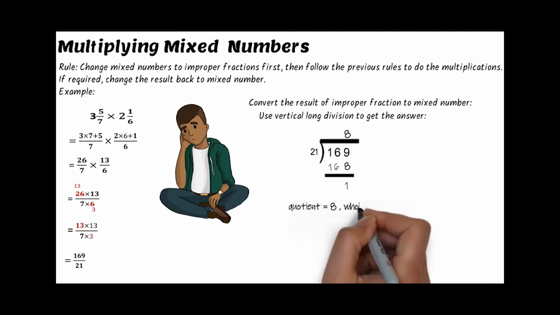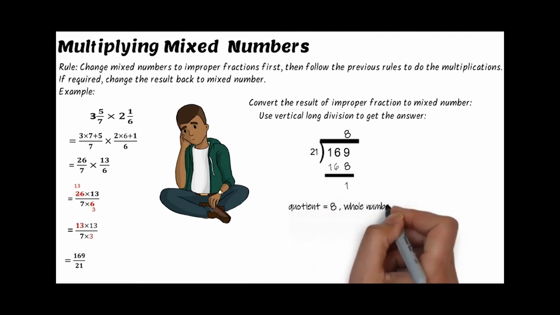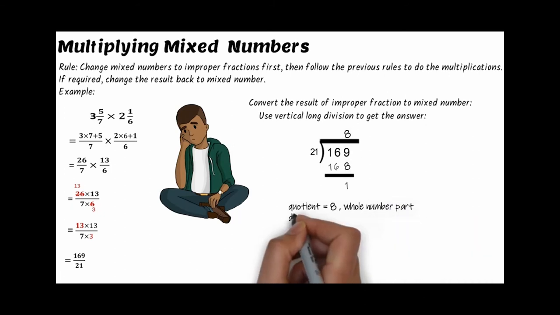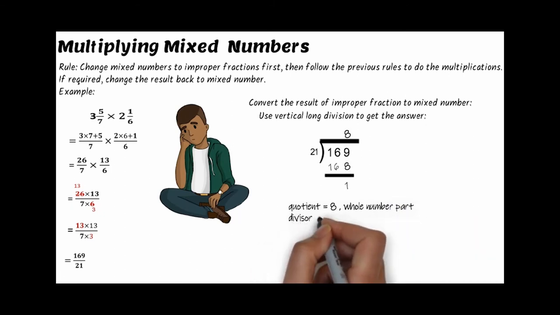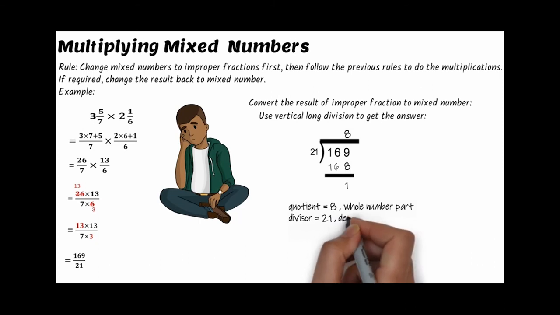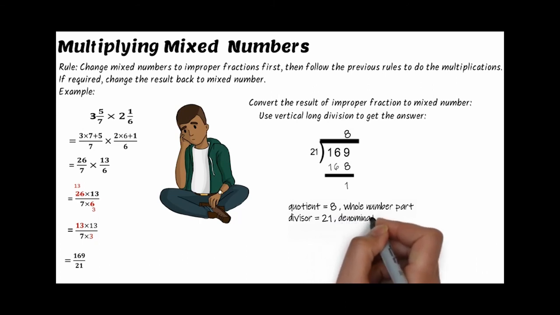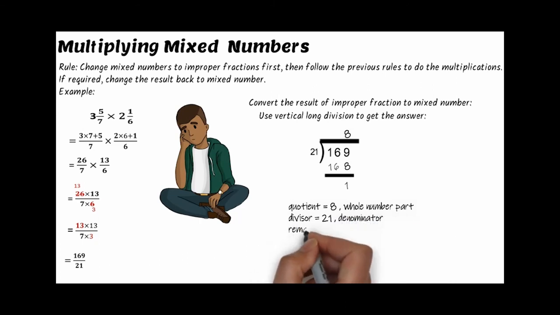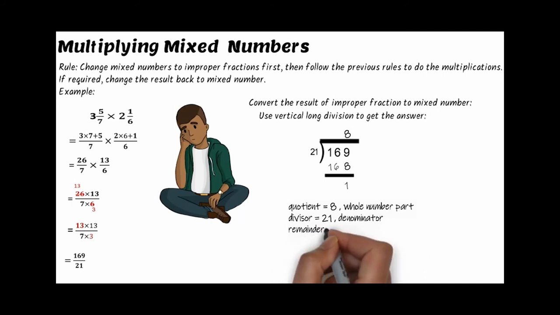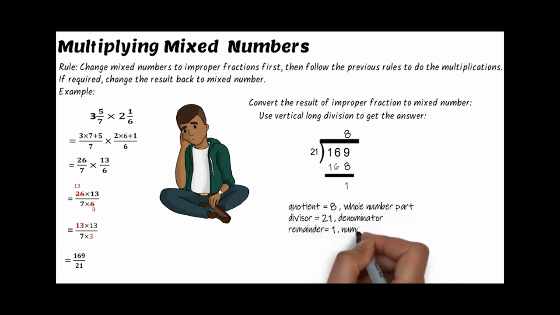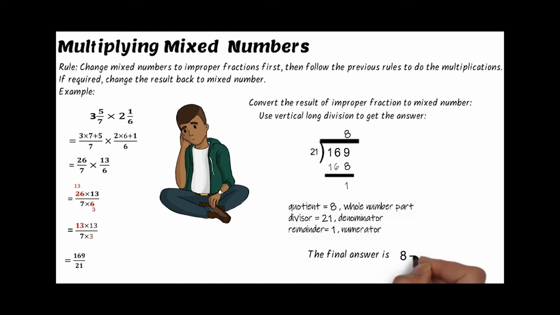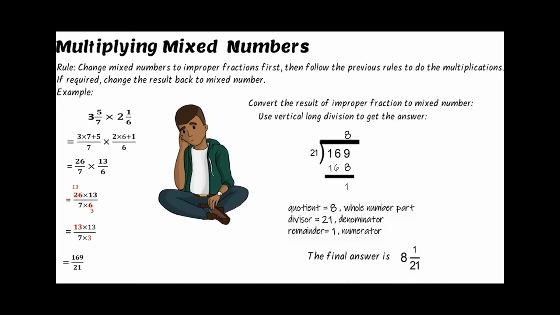So the quotient equals 8. That is the whole number of the mixed number. And the divisor is 21, and that remains as the denominator of the fraction part in the mixed number. And the remainder 1 is the numerator part of the fraction. So our final mixed number will turn out to be 8 and 1/21.